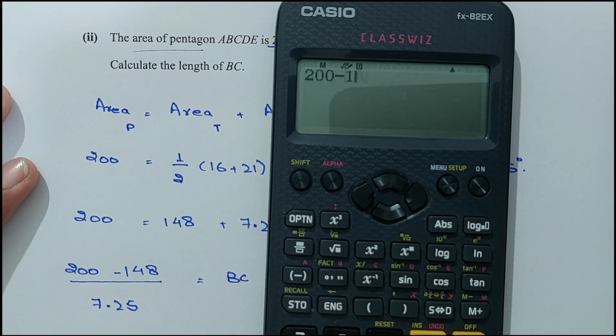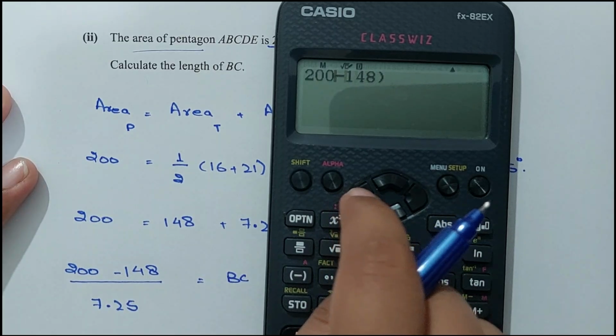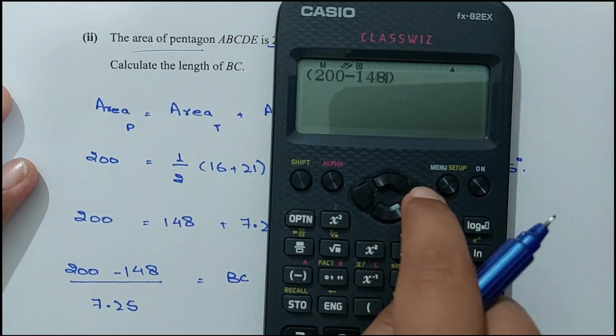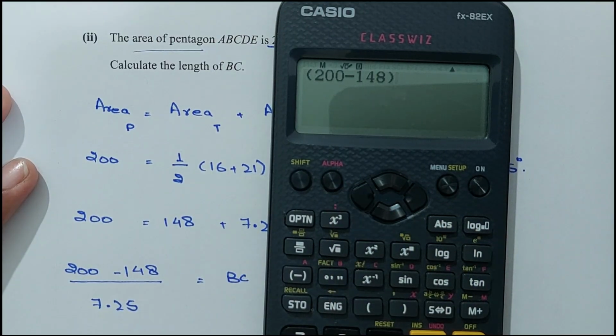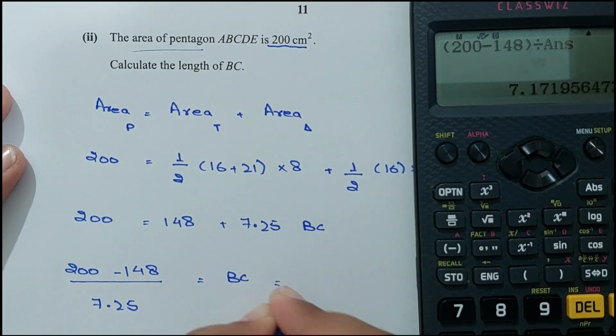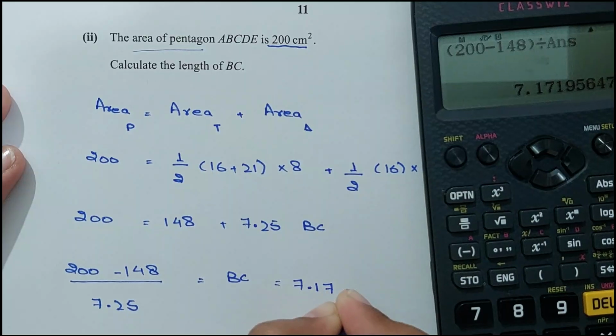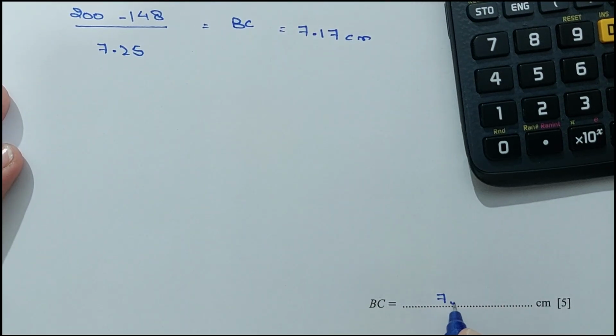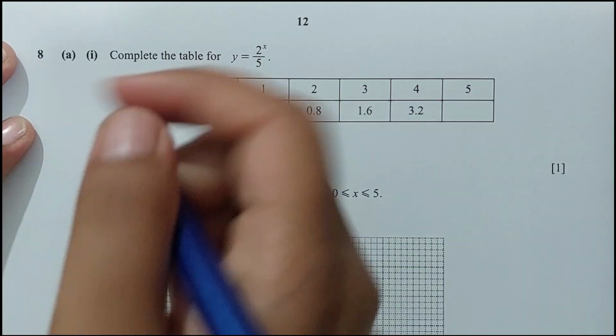200 minus 148, divided by 7.25, and the answer is 7.17 centimeters, the length of BC. 7.17 or 7.2, you can say, both are okay.